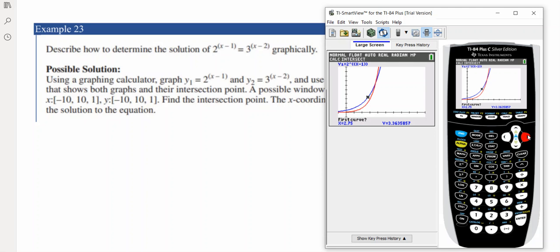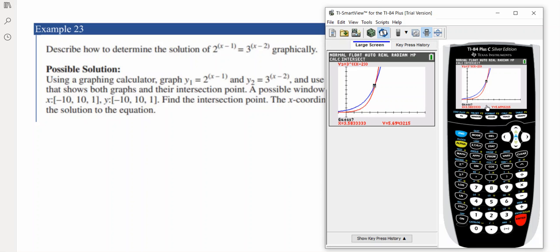So a good habit is to make sure you're on the line, but do it close to where you think they cross. Okay? And then push enter. And now it's saying second curve. So now it's asking, is the red one the other line you're talking about? And I say yes. So I'll push enter.